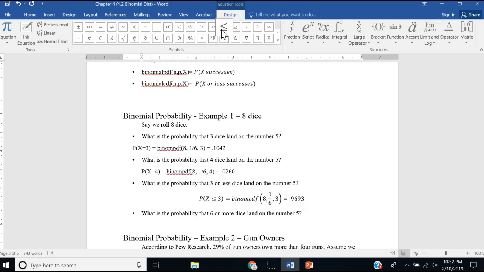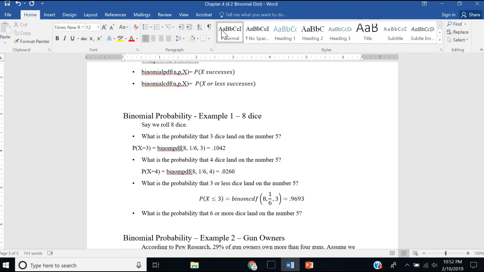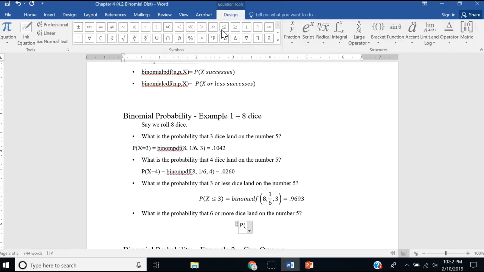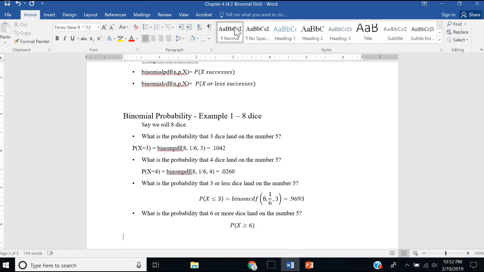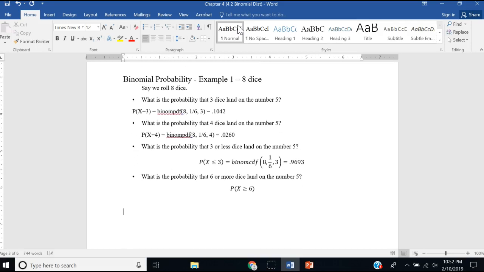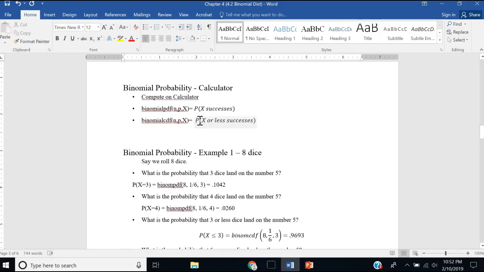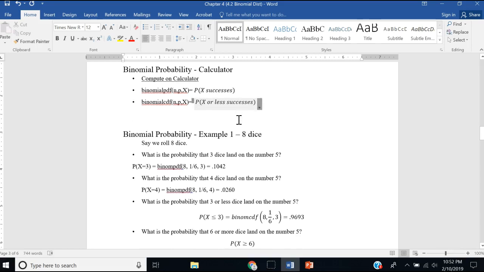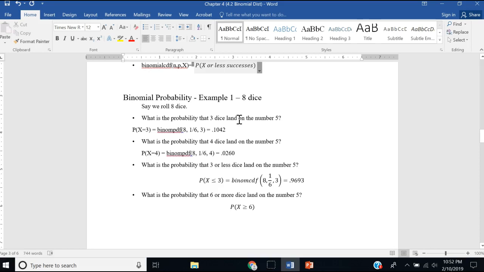Now, that's kind of what this last one also gets at. It's saying, well, what's the probability that 6 or more dice land on the number 5? So 6 or more. Now, if I was doing this in terms of notation, I'd go probability that the number of successes is 6 or more, greater than or equal to 6. Now that kind of throws a wrench into things because PDFs and CDFs are X or less. So X or less I can get. X or more, well, how am I going to get that? Well, in short, I'm going to use complements.